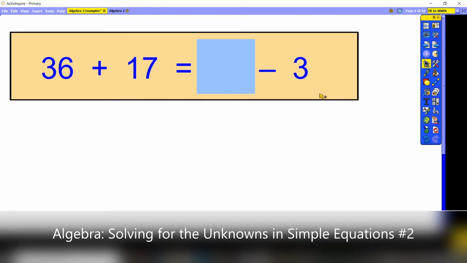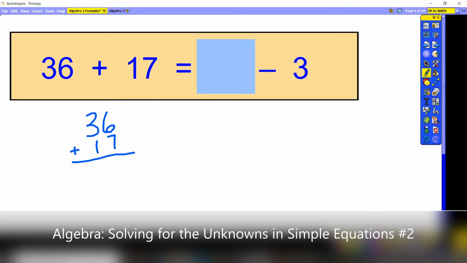Okay, let's move on and do a few more examples. Same idea. We need to add this side together. You can do it in your head, but when the numbers get bigger, it's better to write them like this, stack them like this. 6 plus 7 is 13. You put the 3, carry the 1. So 3, 4, 5. The answer is 53. This side is 53. This side is supposed to be 53 as well.